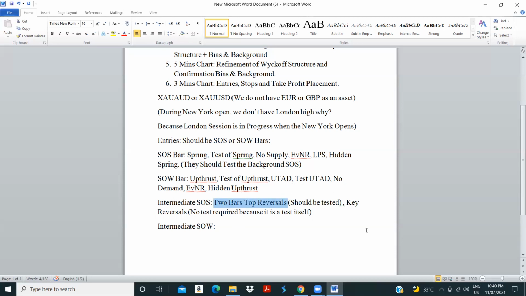Do you understand? Yes. That's a very important idea. The 2-bar top reversal is the intermediate sign. And if we see the key reversal, an upward key reversal, it requires no test. Here as well, if we have a 2-bar bottom reversal, it should be tested. Do you understand? If we have a key reversal, no test required.